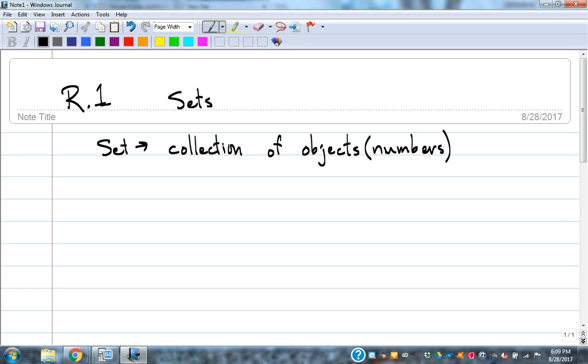So sets are collections of objects. We're going to deal with numbers mostly in here. An element is a piece inside of a set.